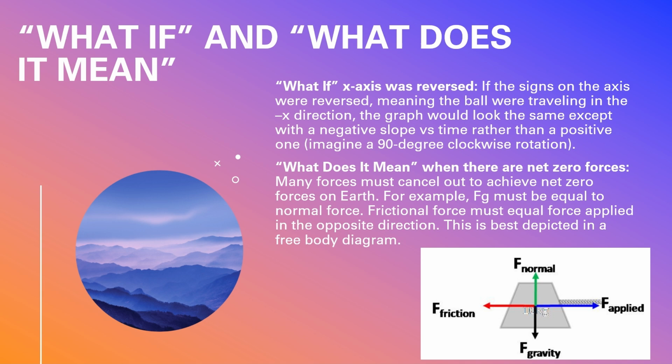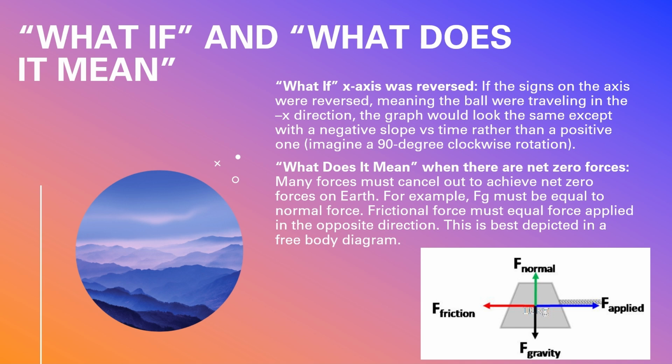What if, and what does it mean? What if the x-axis was reversed? If the signs on the x-axis were reversed, that would mean the ball were moving in the negative x direction, and the graph would look pretty much the same except rotated about 90 degrees clockwise, so it would be negative instead of positive. And what does it mean when there are net zero forces?